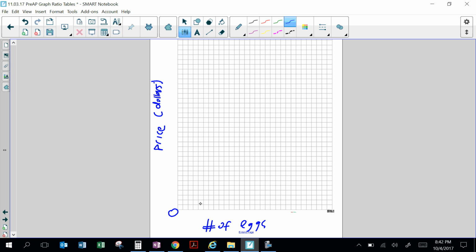Let's see, 1, 2, 3, 4, 5, 6. So I'm going to do every other block. 1 egg, 2 eggs, 3 eggs, 4 eggs, 5 eggs, 6 eggs, 7 eggs, 8 eggs, 9 eggs, 10 eggs, 11 eggs, and 12 eggs. And a price. 25 cents for this one, 50 cents for this one, 75 cents for this one.